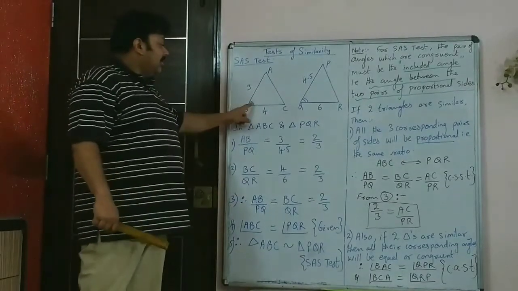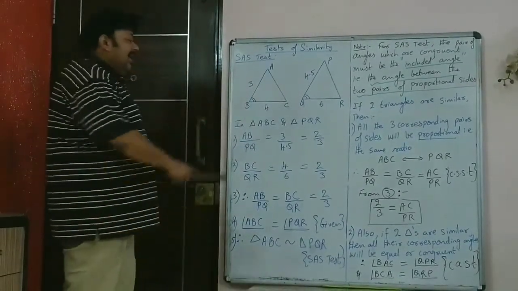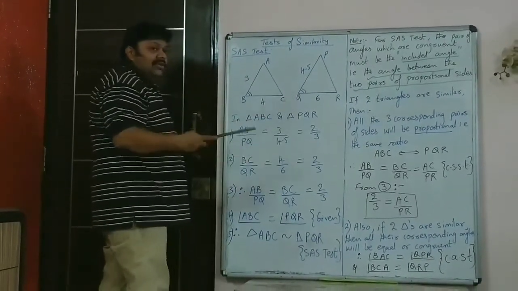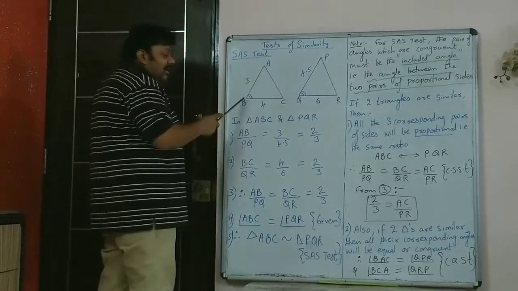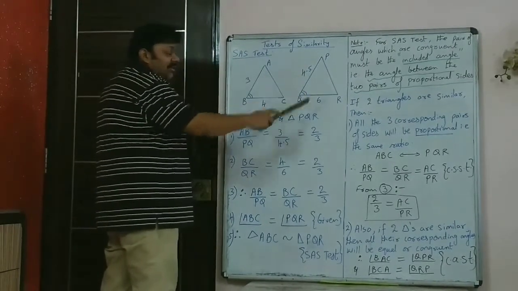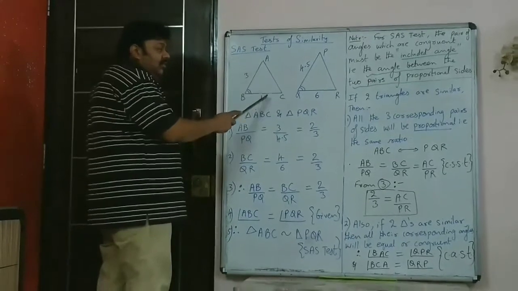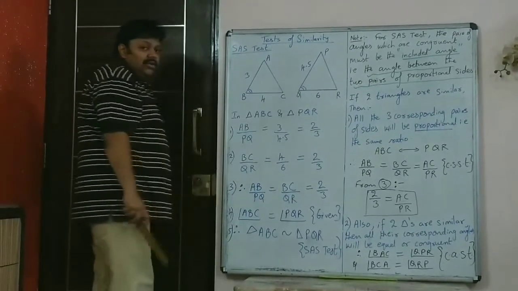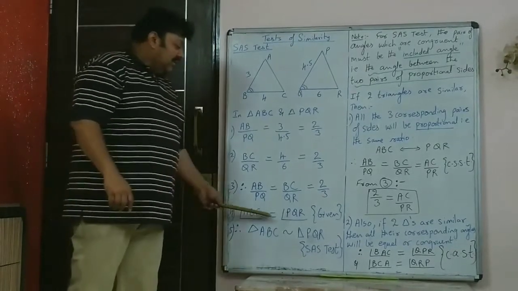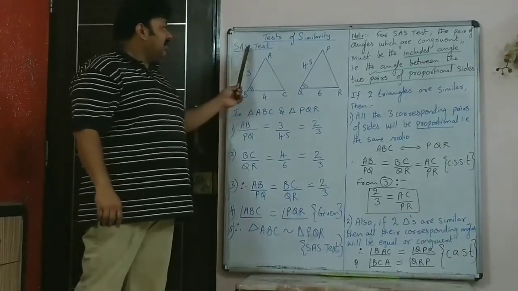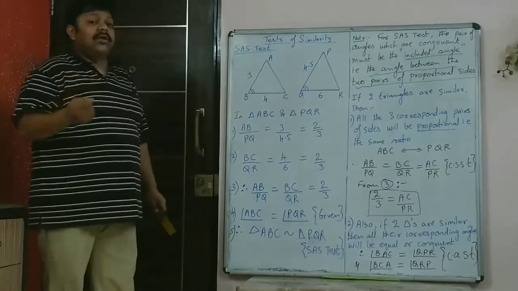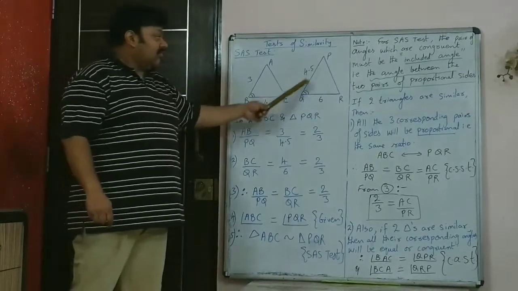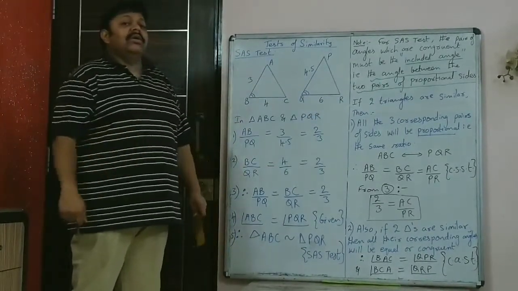Now here it's already mentioned in the diagram that the angle has to be the angle between the two sides. That means angle ABC and angle PQR are the angles between the two proportional pairs of sides. So those angles are marked congruent. So the third condition, besides two sides being proportional, is the included angle, which means the angle between those two pairs of sides which are already given proportional.